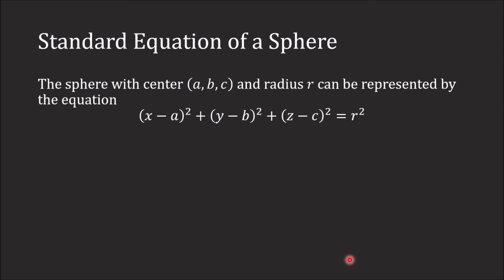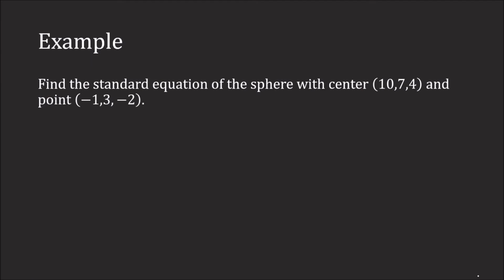The standard equation of a sphere with center ABC and radius r is the quantity of x minus a squared plus the quantity of y minus b squared plus the quantity of z minus c squared is equal to r squared. So let's now find the standard equation of the sphere with center 10, 7, 4 containing the point 1, negative 1, 3, negative 2.